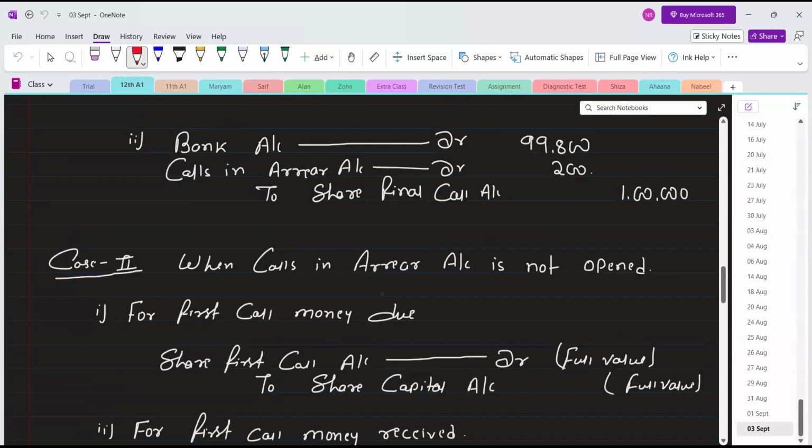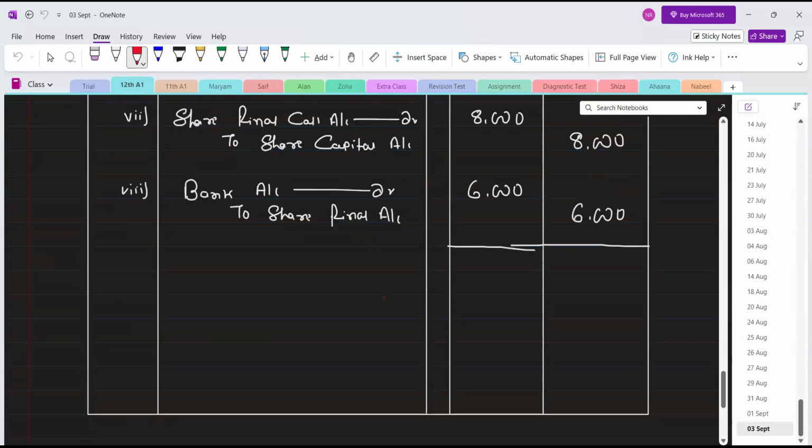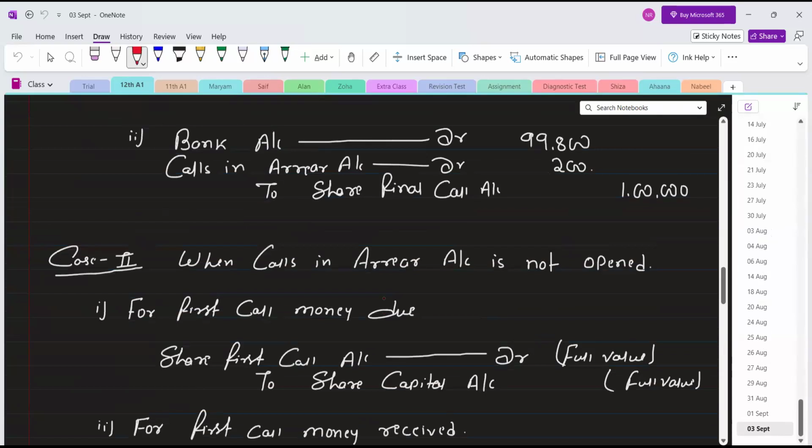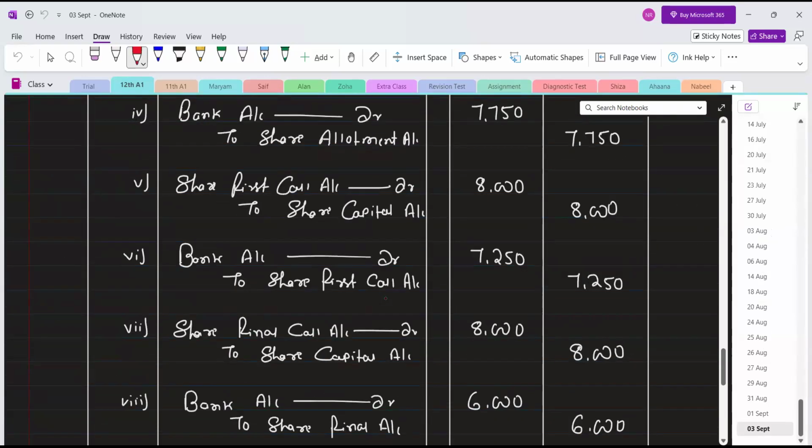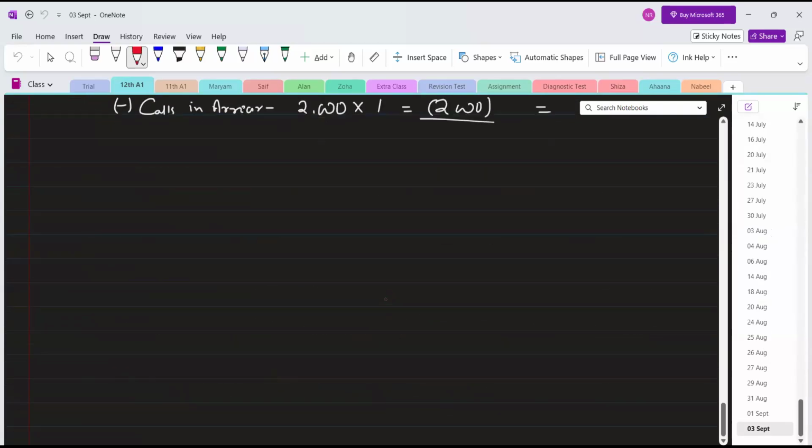Portion of call scenario in the previous class. I have explained both the case of call scenario in the previous class and also shared some questions with you as homework. So, anyone tried to solve the question?